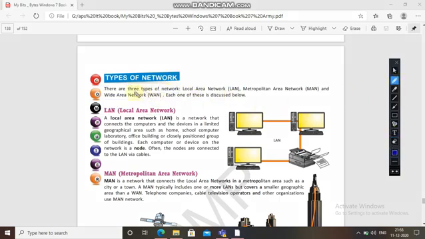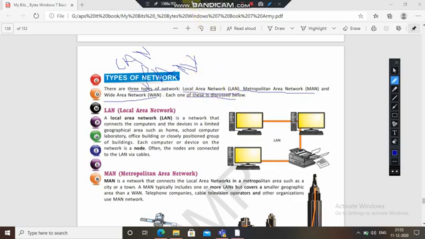There are three types of network: LAN, MAN, WAN, or there are also CAN, cluster area network. Then you can have PAN, personal area network, not personal identification number. Okay, cluster area network, or you can say campus area network, and PAN, personal area network. Each one of these is discussed below, so we will see it.